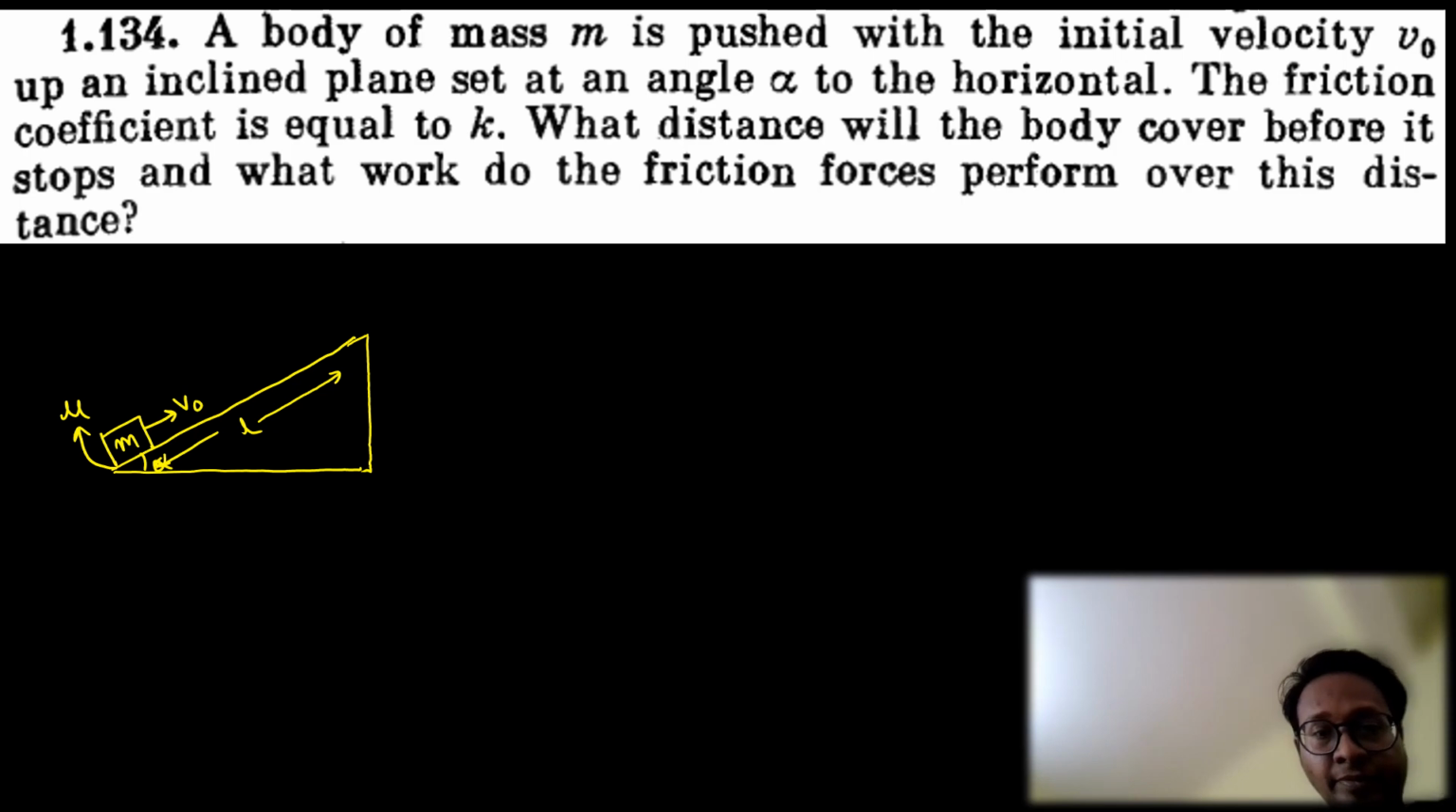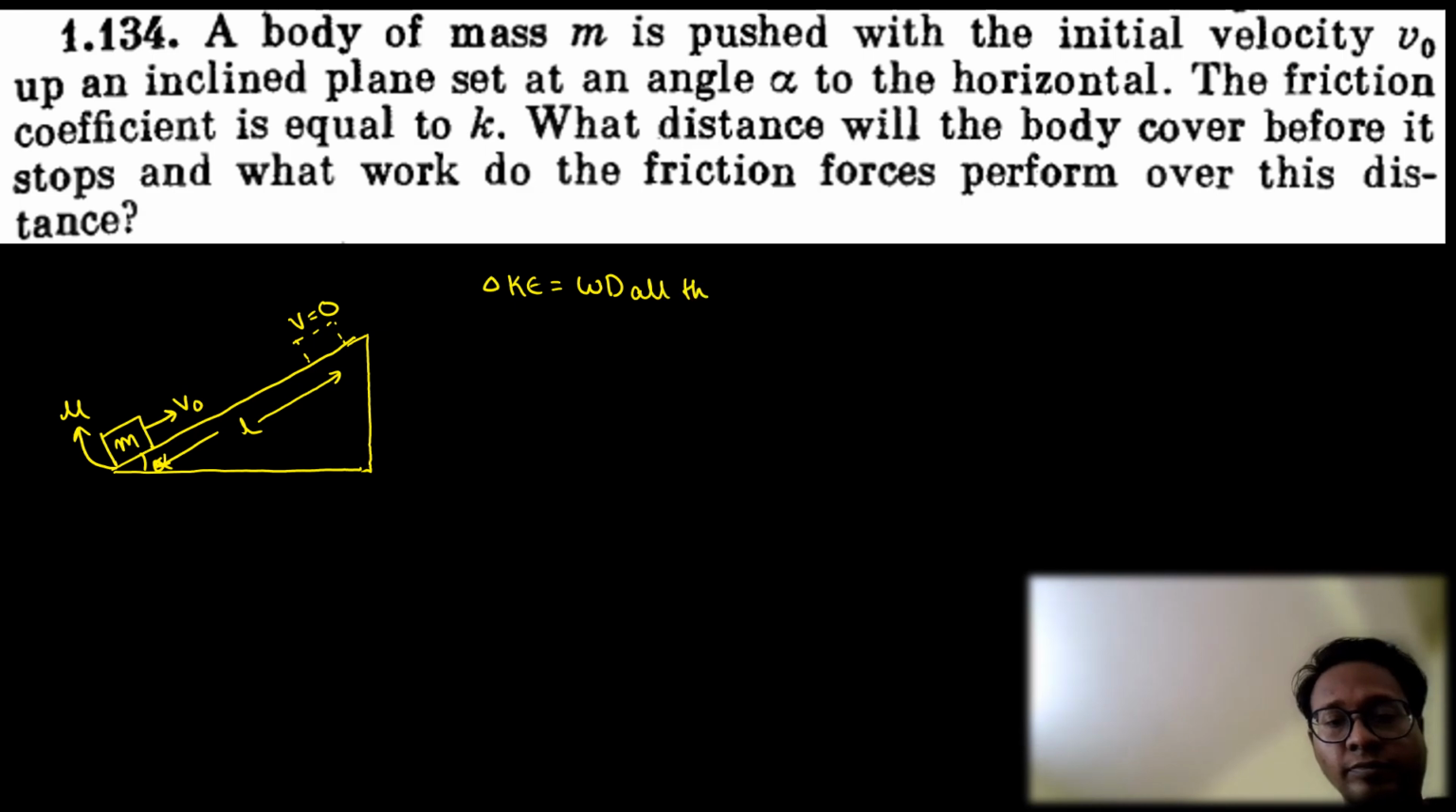When the body stops, what is the final velocity? The body stops when velocity is equal to 0. So can we apply the work energy theorem? Change in kinetic energy is equal to work done by all the forces on the body. What is final kinetic energy? 0. What is initial kinetic energy? Minus half m v naught square.